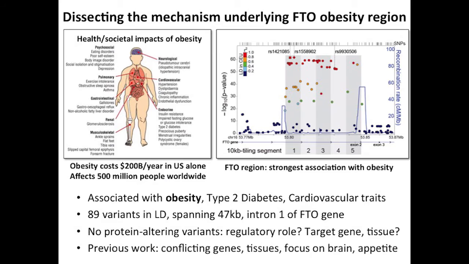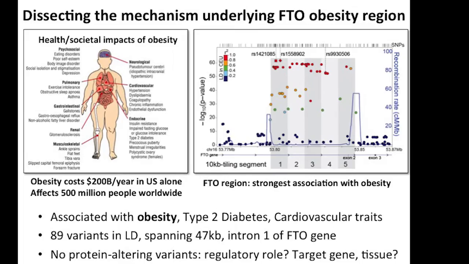The FTO region is the strongest genetic association with obesity. I don't need to tell you how important obesity is. It actually affects more than 500 million people worldwide. And in the United States alone, it costs $200 billion a year to the economy. It's a plague in our society that affects neurological disorders, cardiovascular disorders, endocrine, musculoskeletal, renal, gastrointestinal, pulmonary, and psychosocial aspects of a person's life. And that actually contributes to the morbidity and the mortality of some of the biggest killers in our society, including cardiovascular disease.